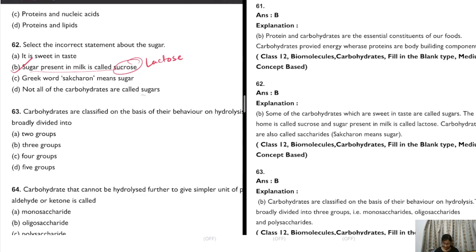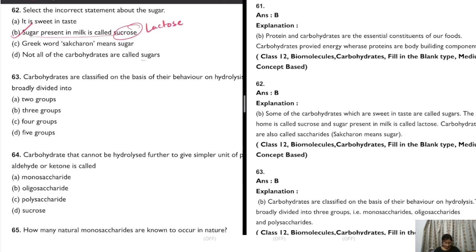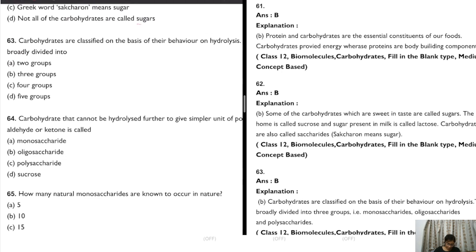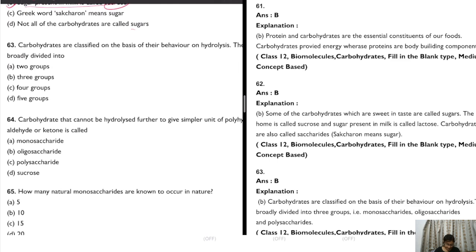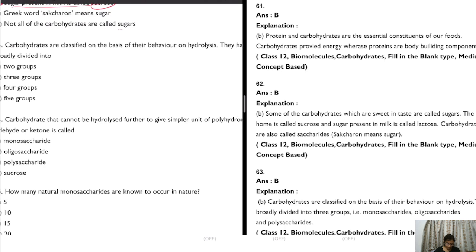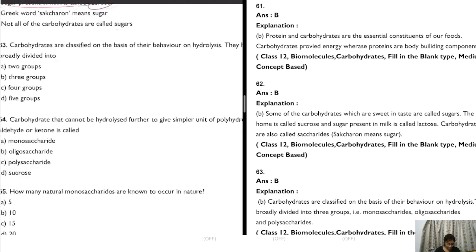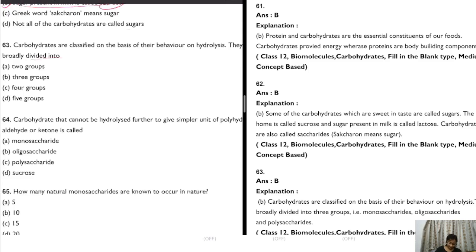Carbohydrates are saccharides. Okay. So let's see the next question. That is 63. Carbohydrates are classified on the basis of their behavior on hydrolysis. They have been broadly divided into... How do we bifurcate or classify the carbohydrates?